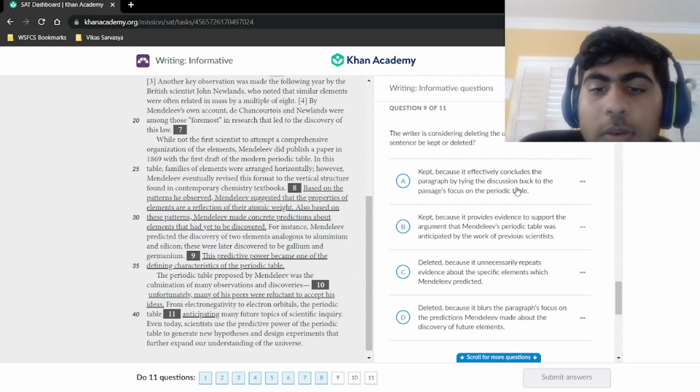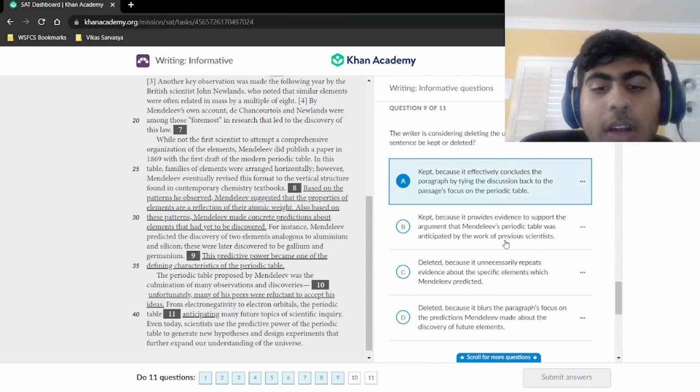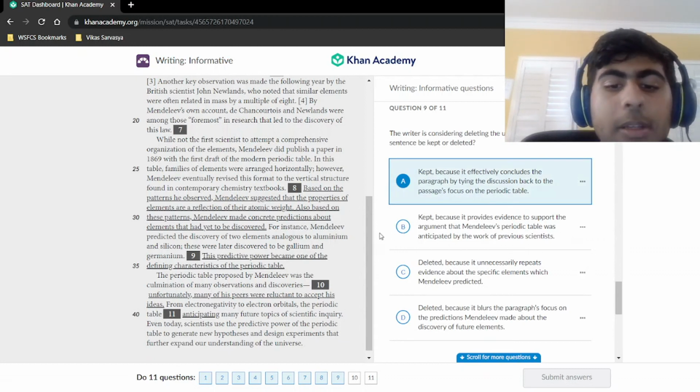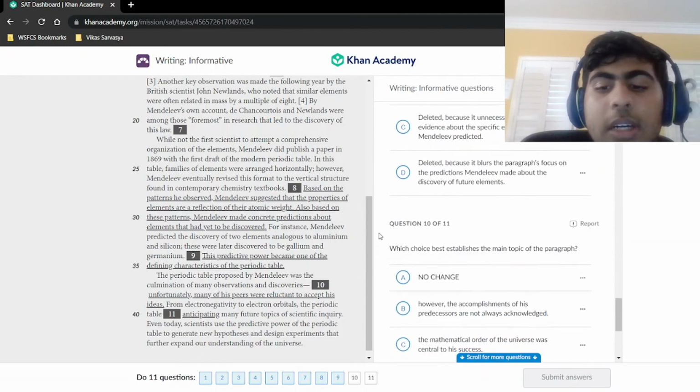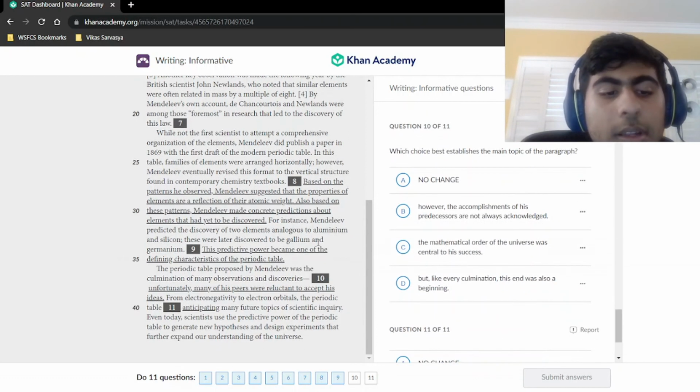Now, which one does it do? It effectively concludes the paragraph by tying the discussion back to the passage's focus on the periodic table. It does do that. It doesn't talk about how it was anticipated by the work of others. It just talks about the periodic table itself and Mendeleev himself. All right, let's move on to the next question.